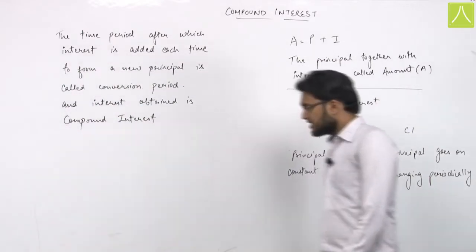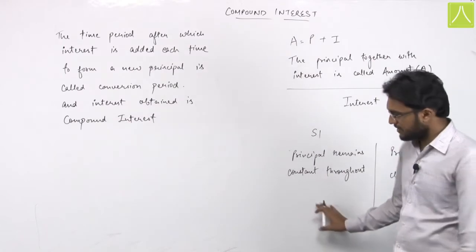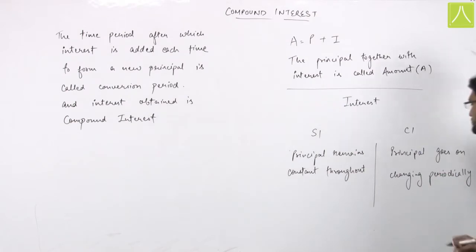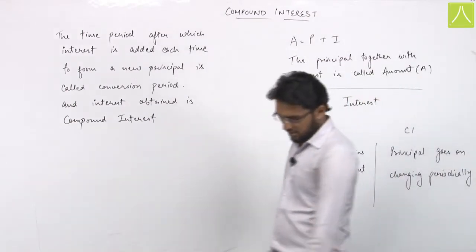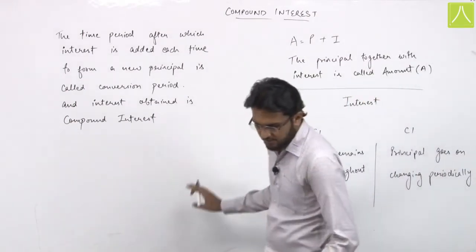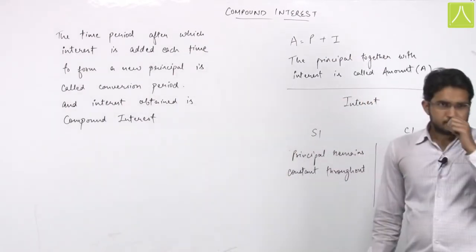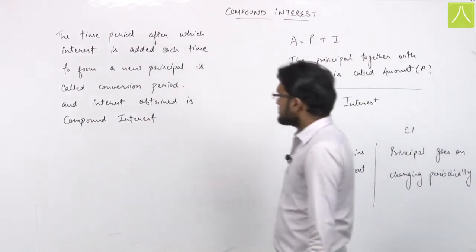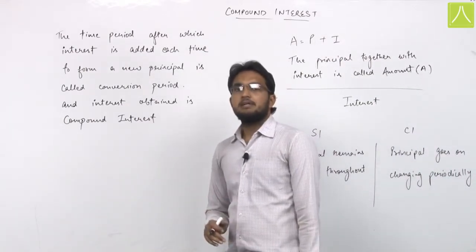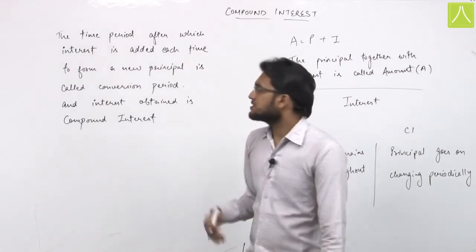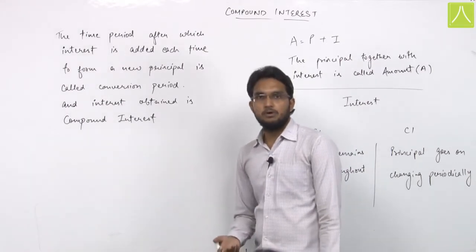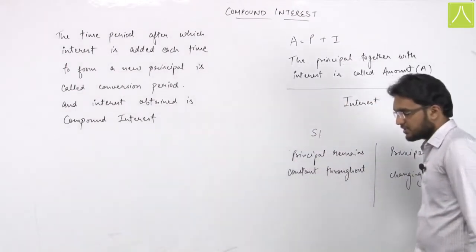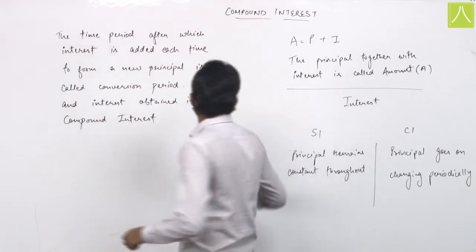Now we have studied that if the principal remains the same for the specific loan period, it is known as simple interest, and if the principal goes on changing periodically, it is called compound interest. In compound interest, the conversion period is the particular time when the principal changes, that is, a new principal is formed. If the conversion period is 1 year, we say that the interest is compounded annually. If the conversion period is 6 months, we say it is compounded twice a year. I have already told you the main difference between simple and compound interest. Let us see some more examples on this.